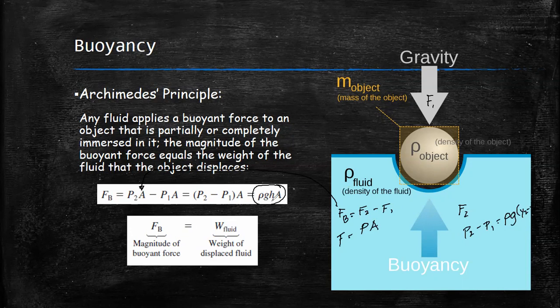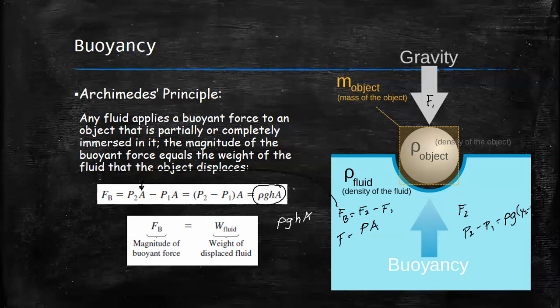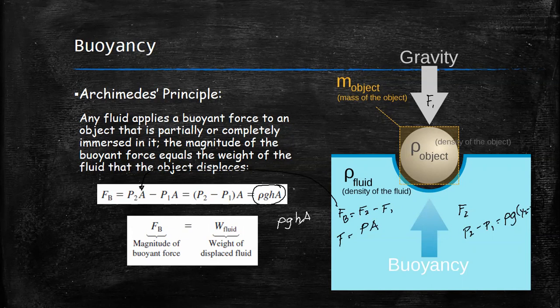Now look at this. We have density times gravitational acceleration times height times the area. And we can see here that height times area is equal to volume, and density times the volume is equal to mass. Then multiplying mass with the gravitational acceleration, we will have our formula for the weight.